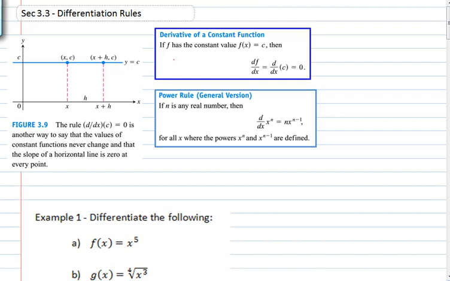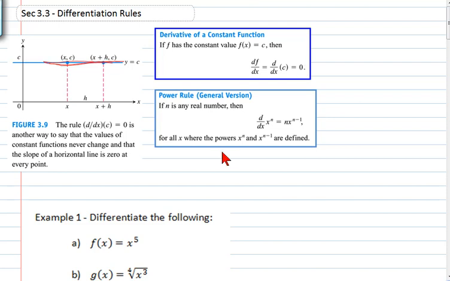So, if f has a constant value, f of x equals a constant, then the derivative is going to be equal to 0. Because remember how we found the derivative here? It's the slope of the tangent line. If you have a constant function, guess where the tangent line is? It's just that line. And the slope of a horizontal line, we said, is 0.